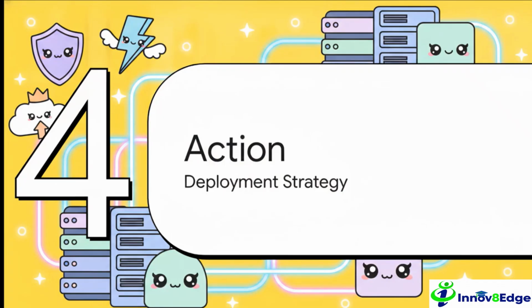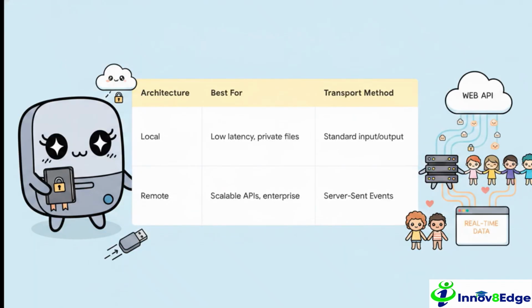On to Part 4: Action, Your Deployment Strategy. It is time to talk strategy. Decision makers really need to choose the right architectural deployment to balance performance, security, and scale. You basically have two main paths here. Local servers run directly on the user's machine. They offer lightning-fast speed and extreme security because the data literally never leaves the network, which is perfect for highly sensitive, private files. Remote servers, on the other hand, are what most enterprises are going to use for shared applications.